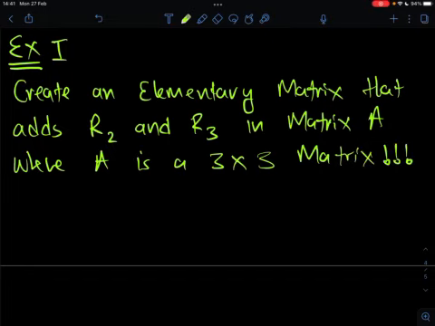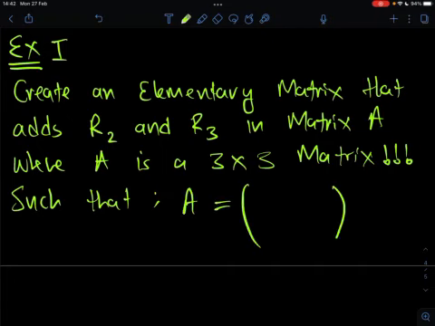So right now we want to see how exactly one can create an elementary matrix that adds row 2 and row 3 in matrix A, where A is a 3 by 3 matrix, such that A is equal to 1, 0, minus 3, 2, 4, 5, 1, 6, 1. So how can we now create this thing?